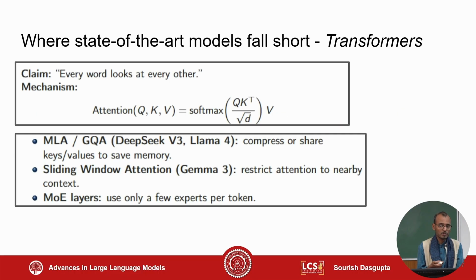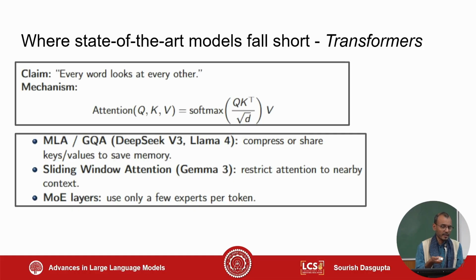So that's the problem. So if you look at transformers, what's going on? So over here, every word looks at every other word. These are plain simple quadratic transformers. And if you look at these sort of models like MLA, GQA, group query attention, multi-head attentions, and so on and so forth, like what you find in DeepSeek v3, Llama 4, and so on, you find that they compress or share the key values to save memory. So these are the techniques that you have.